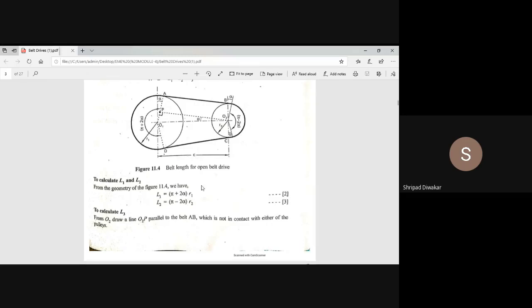Remember, we are going to express the values in angles and radians. I'll explain it in the problem. When I explain the problem, I'll explain how to take the values of alpha and those things. Now you understand the derivation.